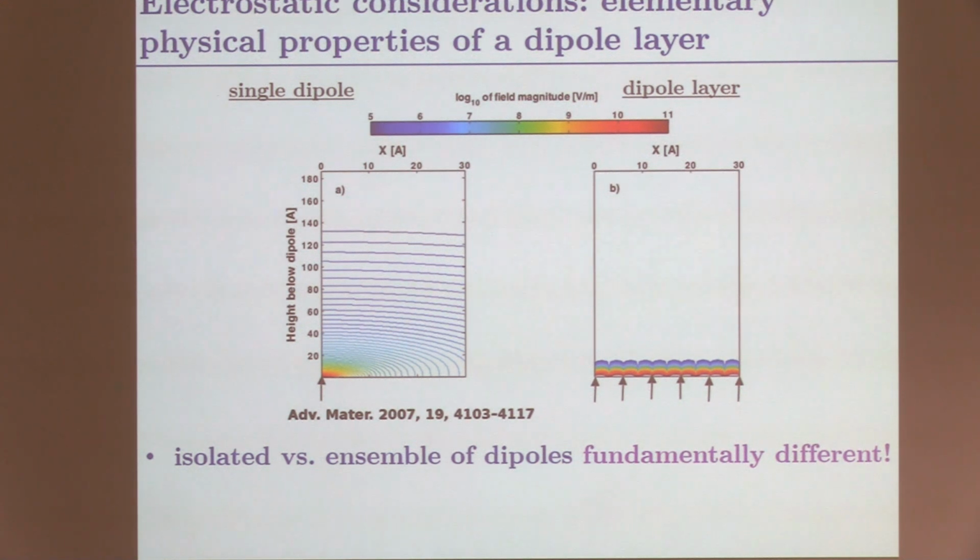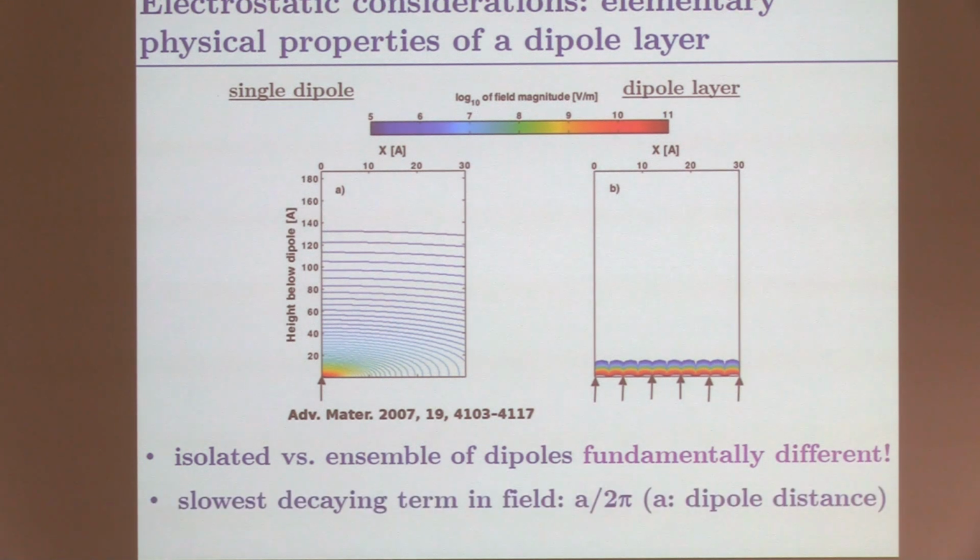Now, if you take the same dipole and make a 2D sheet of these dipoles, packing them closely together, it turns out that the field lines become much more confined. They're much closer to the dipole layer than they were to the individual dipole. So an isolated dipole and an ensemble of dipoles are very different from each other. That's not something really new. It just comes out of electrostatics. This is how it works.